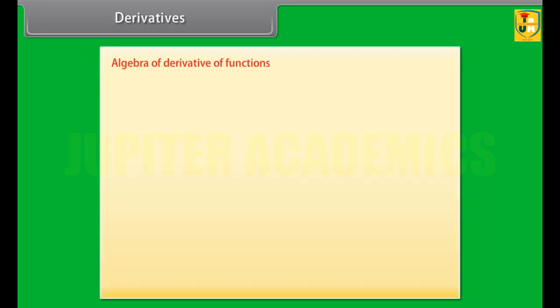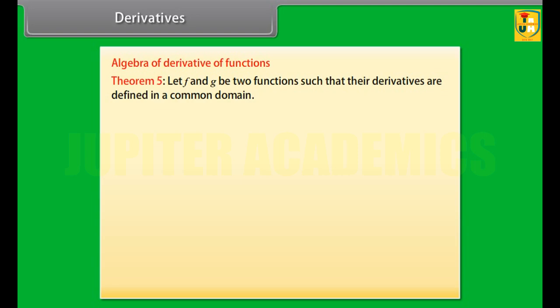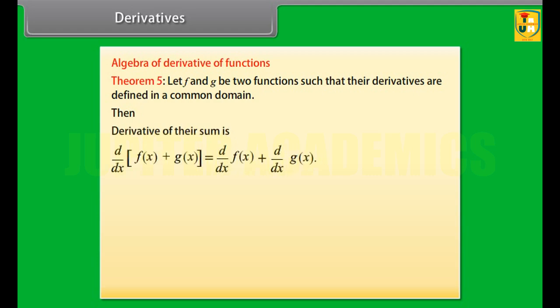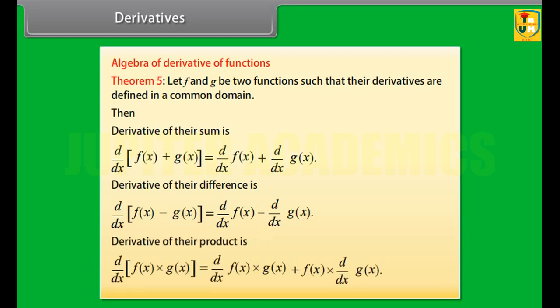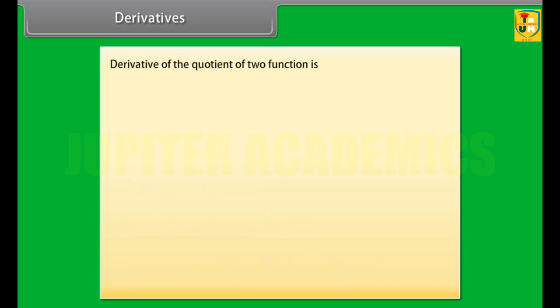Derivatives. Algebra of derivative of functions. Theorem 5. Let f and g be two functions such that their derivatives are defined in a common domain. Then derivative of their sum is, derivative of their differences, derivative of their product is, derivative of the quotient of two functions is.